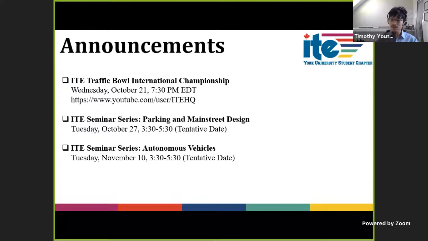We also have two more seminar series events that are planned. The first one is on parking and Main Street design. That one is tentatively scheduled for Tuesday, October 27th from 3:30 to 5:30. That's just a tentative date and time. These ones might change and shift slightly to accommodate labs and other classes that might be in that slot. It's mostly clear for most people. We just need to make sure that it's a clear board for everyone else. And then two weeks after that one, we have another seminar series on autonomous vehicles. And judging by our conversations here today, we'll have to keep in touch with Kittelson.